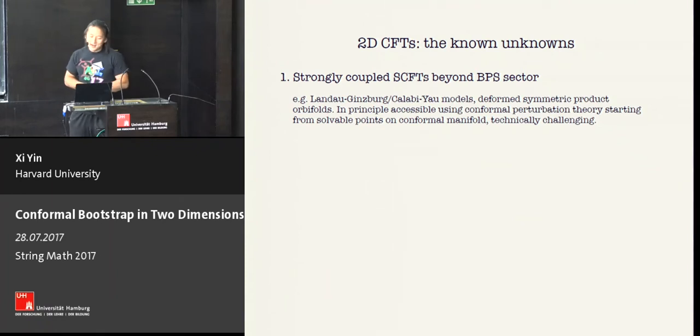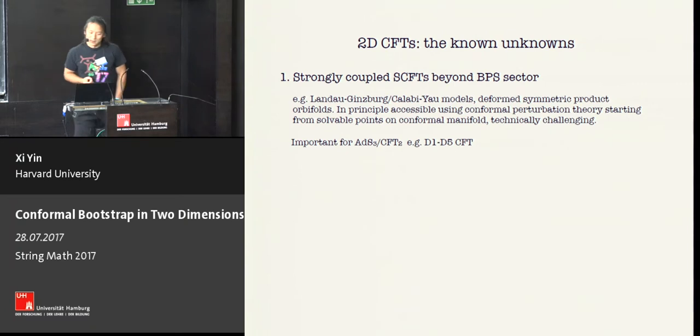And now, in principle, one can start with a solvable point on the conformal manifold and probe elsewhere using conformal perturbation theory, and they typically have non-zero rates of convergence, unlike the ordinary perturbation theory starting from free quantum field theory. However, these are technically very difficult to do, and so far, not too many useful results have been obtained in this way, because it's hard to carry out conformal perturbation theory to high orders.